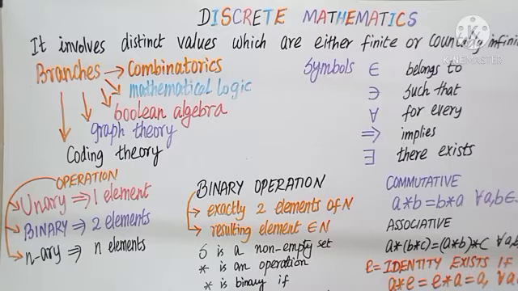Branches of discrete mathematics, some of them are combinatorics, mathematical logic, Boolean algebra, graph theory, coding theory, and so on. Last year we studied permutation, combination, induction. You can remember in permutation, combination, induction, we were learning about different, distinct values, n. We did not see decimals. We were only talking about whole numbers.